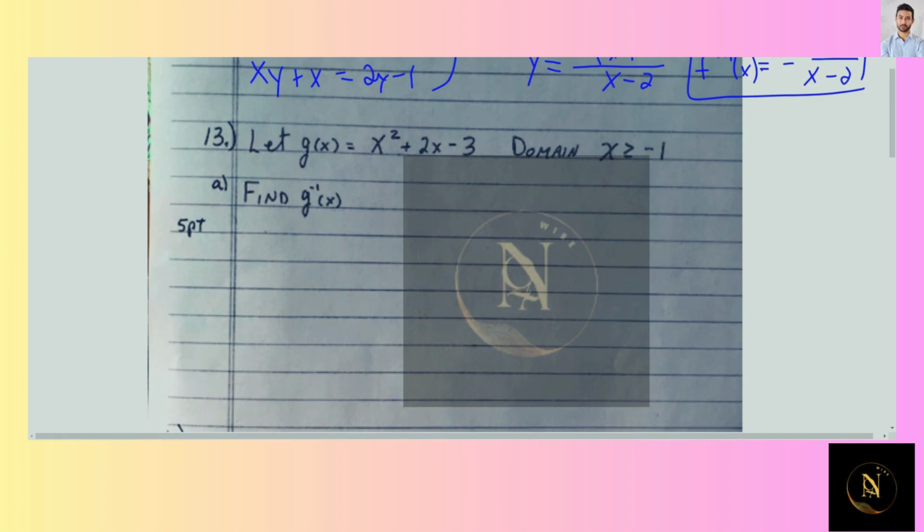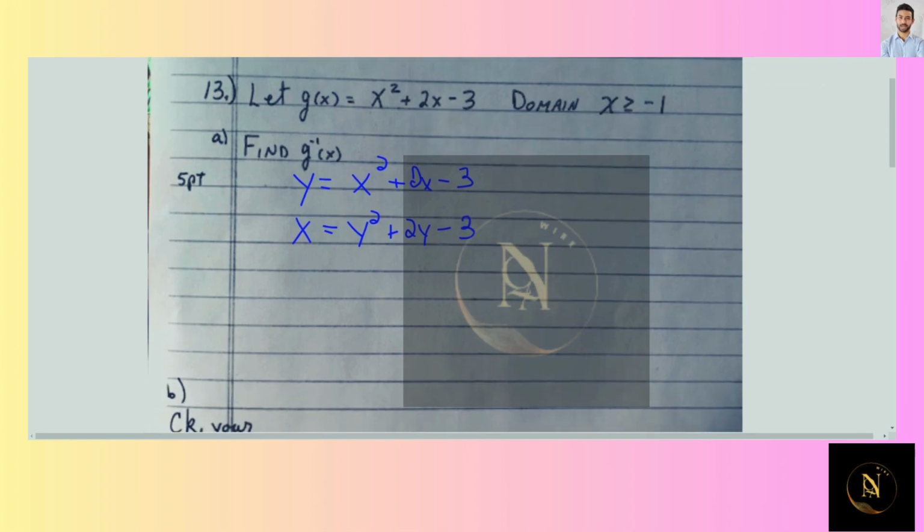And the next one, again, let g of x be y. So you have y equals x squared plus 2x minus 3. And then interchange x and y. So x equals y squared plus 2y minus 3.